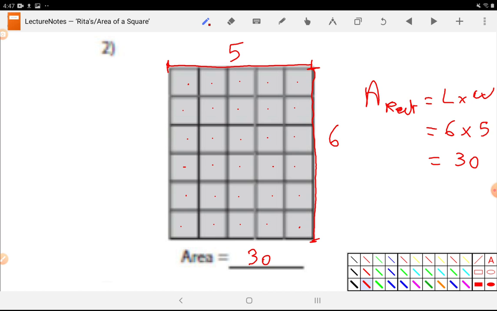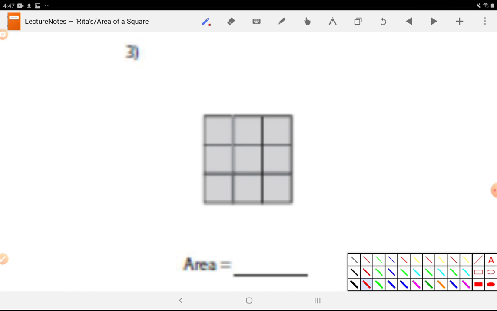Let's look at one more example. Here we go. That's 1, 2, 3, 4, 5, 6, 7, 8, 9. The area of this shape is 9. Now this shape is a square. A square is exactly like a rectangle when it comes to the area. The area will be one side times the other, except with a square, we always have the same side length.